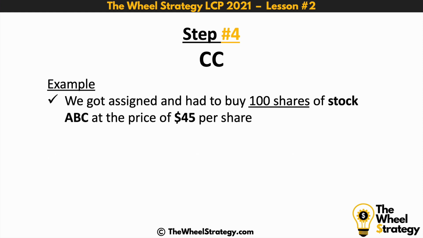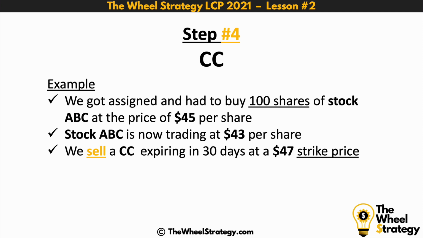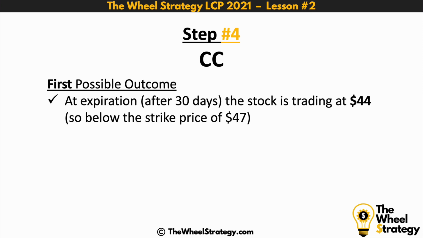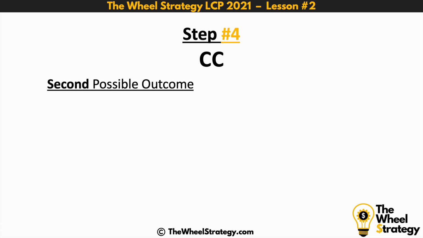The example, again, we got assigned at the price of 45. Now, let's say that the stock is trading down at 43. We sell a CC expiring in 30 days at the 47, and we receive a premium. One outcome is that after 30 days, the stock is at 44, and so is below the assignment price, but also below the strike price. So we keep the premium, the call expires worthless, and we maintain the ownership of the shares. And we can repeat the covered call step.